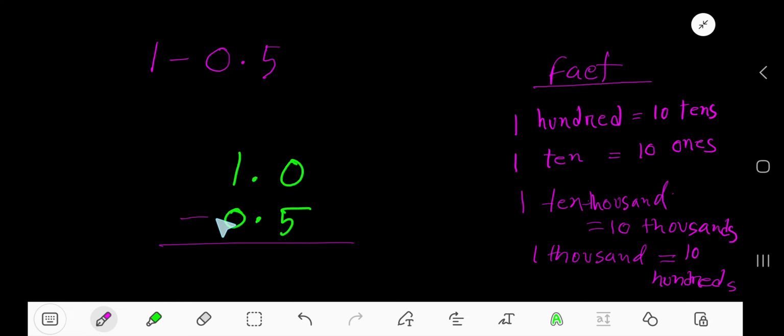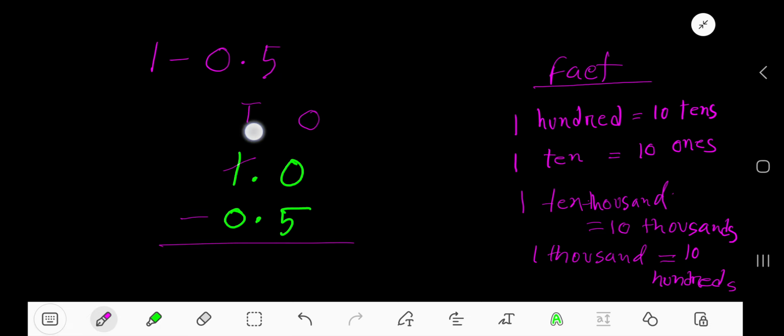Now subtract. Forget about this decimal. This is the ones column, this is the tenths column. So take away 5 from 0. You cannot do this from 0, so you need to borrow. For borrowing, go to the next column.